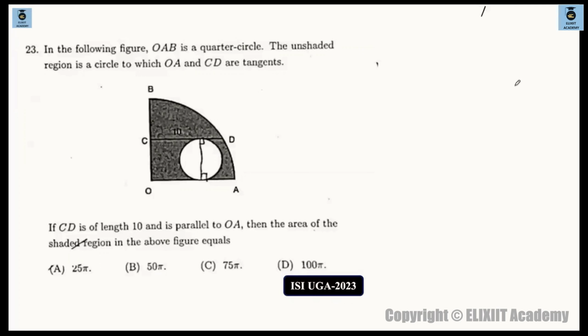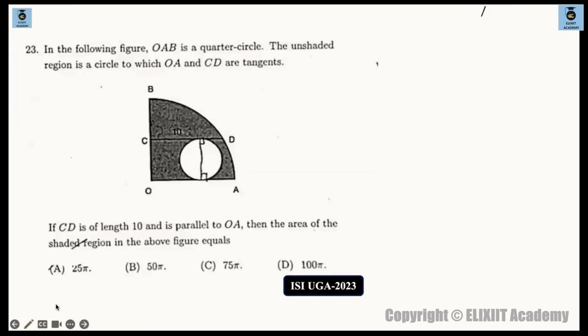This is from ISI once again from 2023. In the following figure, OAB is a quarter circle. The unshaded region is a circle to which OA and CD are tangents. So this unshaded region here is a full circle to which OA and CD are tangents. CD is of length 10 and parallel to OA.